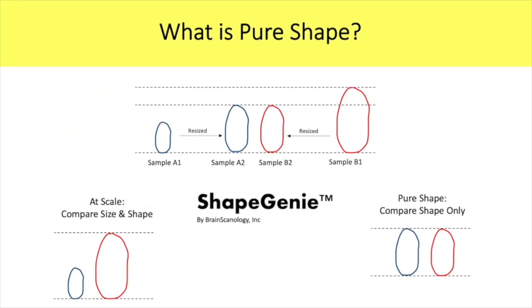At Brain Scanology, we measure something called pure shape, which is very special to our software called Genie. So if you measure objects at the original scale, you cannot separate the effect of size from the effect of shape. But Genie allows us to resize these two objects such that they here have the same height. And when we resize them, we constrain what's called the aspect ratio, so the shape doesn't skew. And what we compare then is their shape apart from their size. We call this pure shape. And this is something only Genie can do.